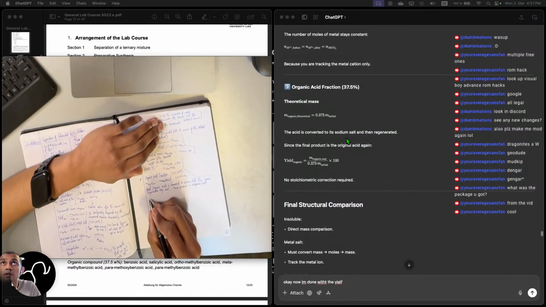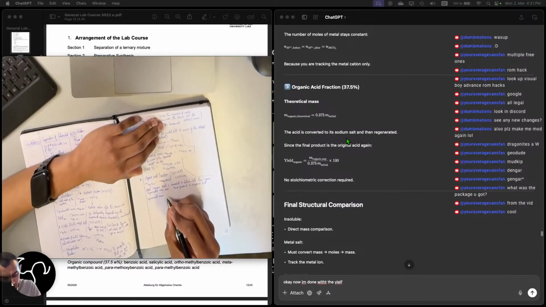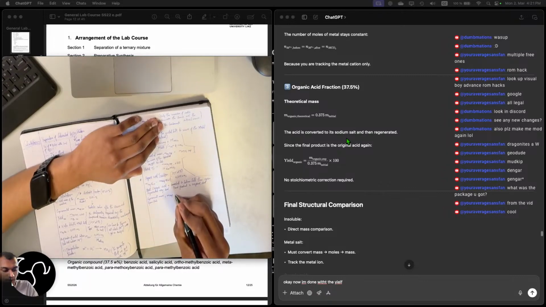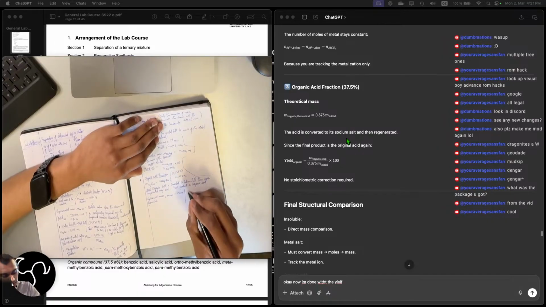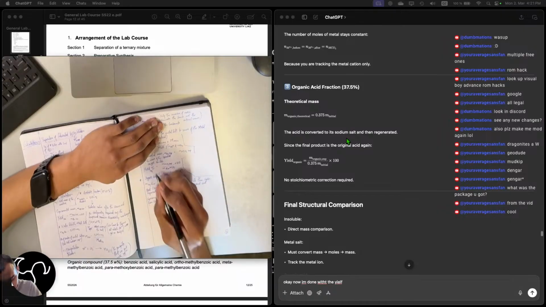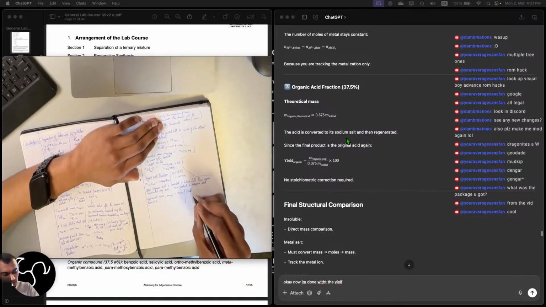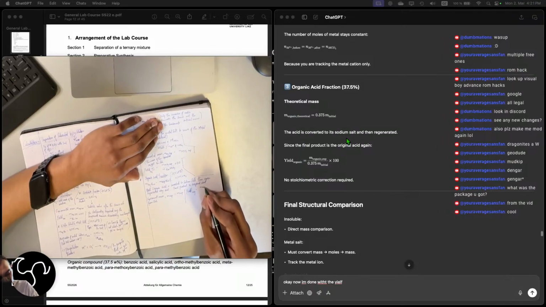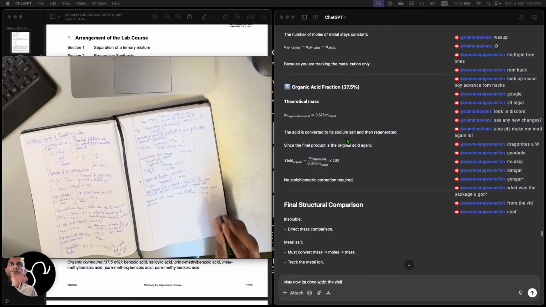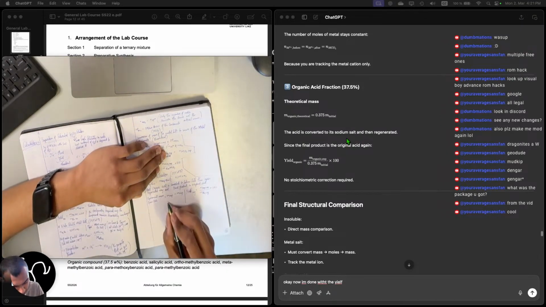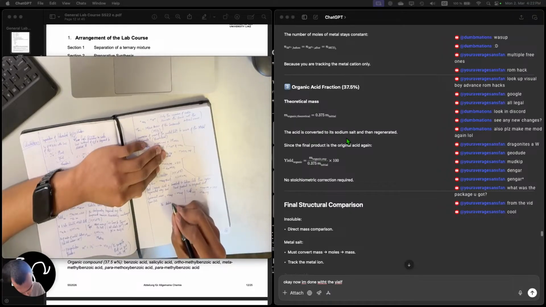Yield, experimental, from that. MEXP. Now yield, insoluble aqueous, MEXP organic by theoretical organic times 100. No stoichiometric corrections needed.